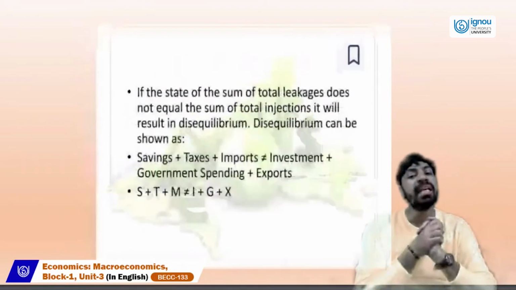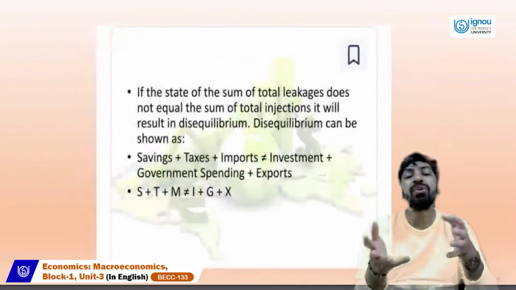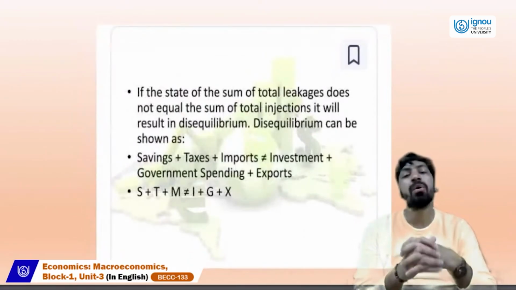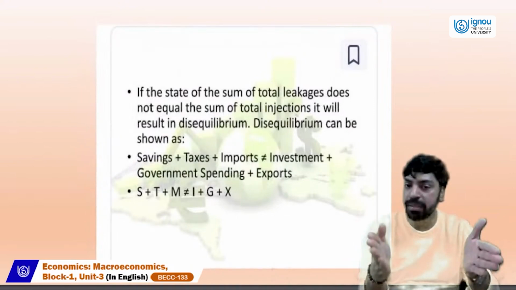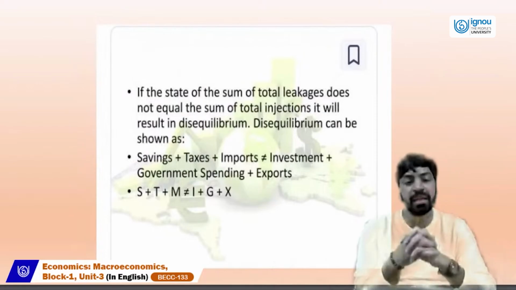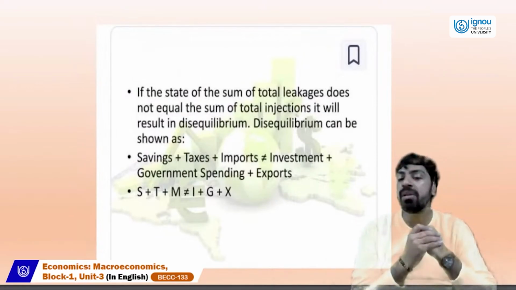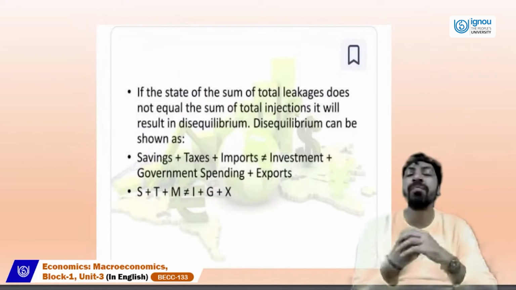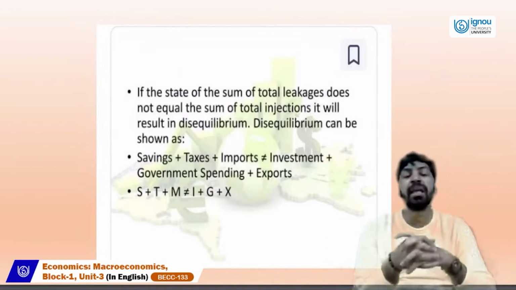If the sum total of leakages is not equal to the injections, then ultimately it is called disequilibrium. This scenario has already been shown on the screen: savings plus taxes plus imports is not equal to investment, government spending, and exports, and that states disequilibrium.